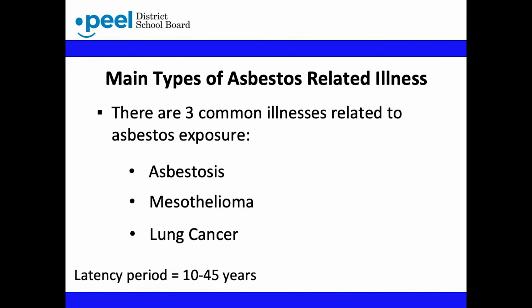There are three common illnesses related to asbestos exposure. They are asbestosis, mesothelioma, and lung cancer. All of these diseases have a long latency period of 10 to 45 years, meaning it can be many years before a person develops an asbestos-related illness and truly knows the effects of asbestos exposure.